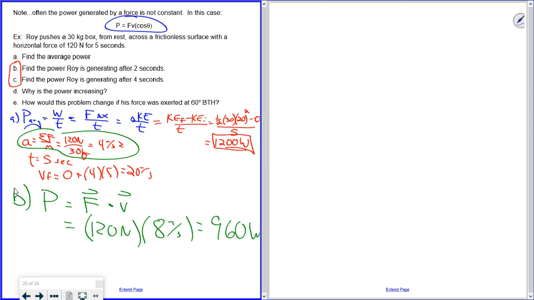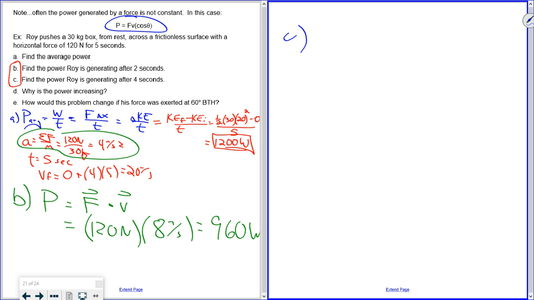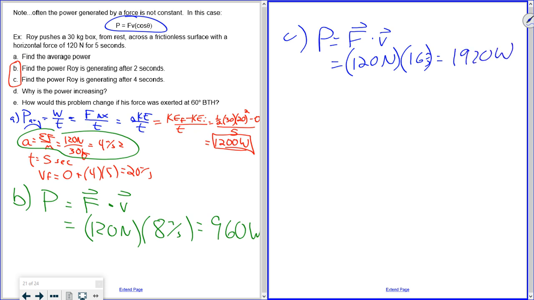All right. Then part C wants to know the power after 4 seconds. That will have given me more time to accelerate, right? So it's the same process, but we're moving faster now. We're still pushing with 120 newtons, but after 4 seconds the velocity is going to be 4 times 4, so 16 meters per second. And so that gives you 1,920 watts. All right, so then D says, why is the power increasing?